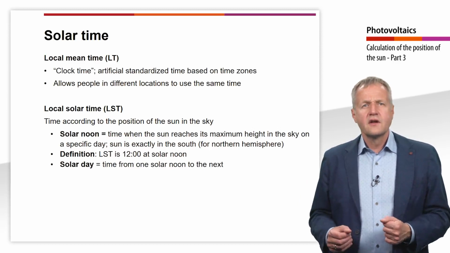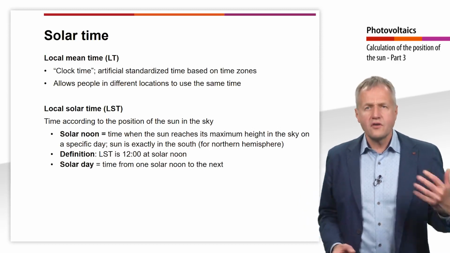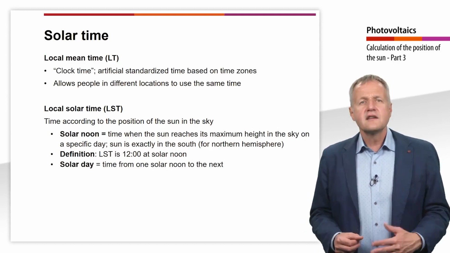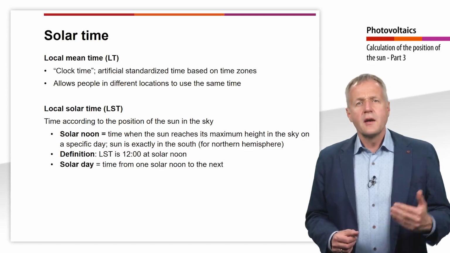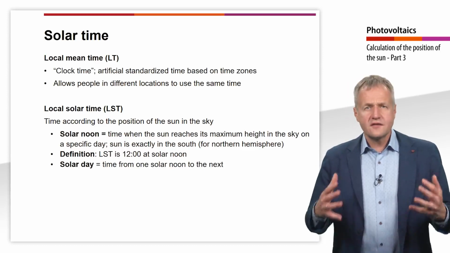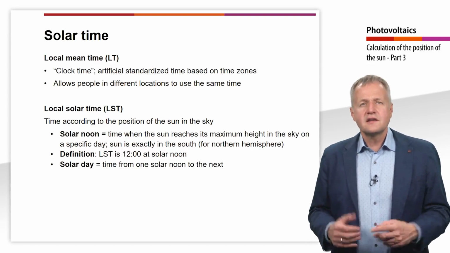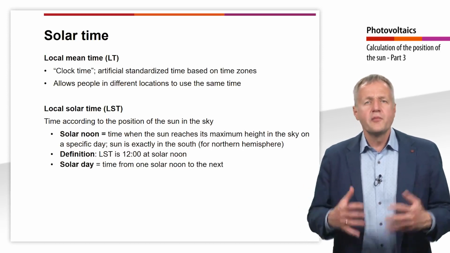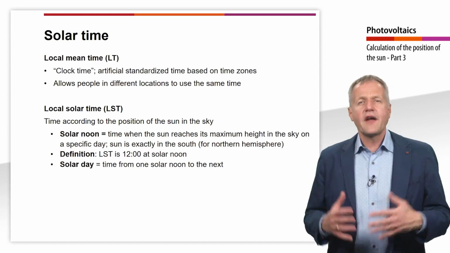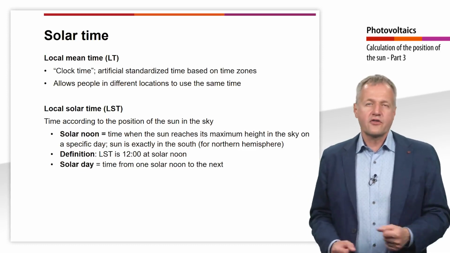position. On the contrary, the local solar time, LST, is the time according to the position of the sun in the sky. It is the time which was determined by humanity in historic or ancient days when solar clocks were used.